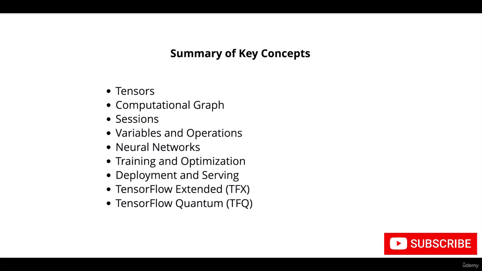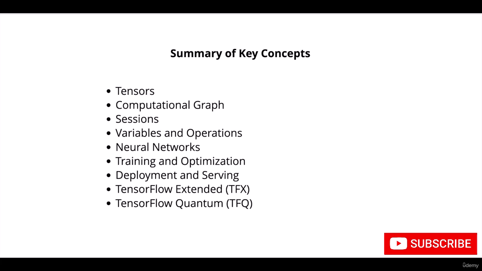Next concept, variables and operations. Variables are mutable tensors that hold values that can be updated during computation. Operations are functions that take tensors as input, perform computations, and produce output tensors. TensorFlow provides a wide range of built-in operations for mathematical operations, neural network layers, optimization algorithms, etc.